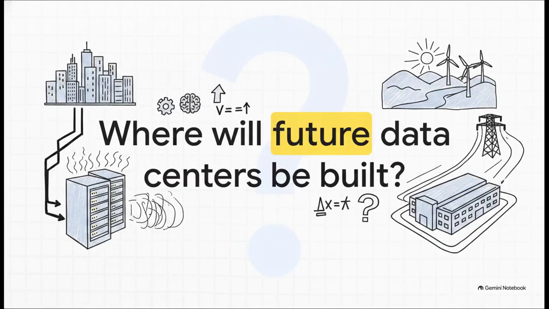And that brings us to the end of our finals prep. But I want to leave you with this. As AI pushes density beyond 100 kilowatts per rack, will future data centers be built near the cities that actually need them, or solely where nature and power grids dictate? Keep that provocative thought in mind as you head into your exam.